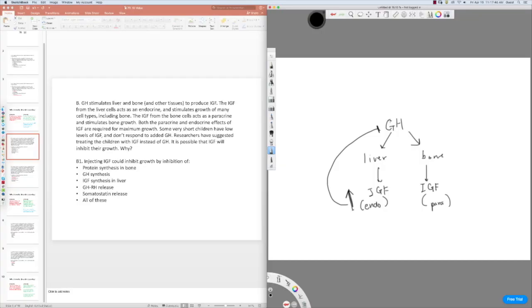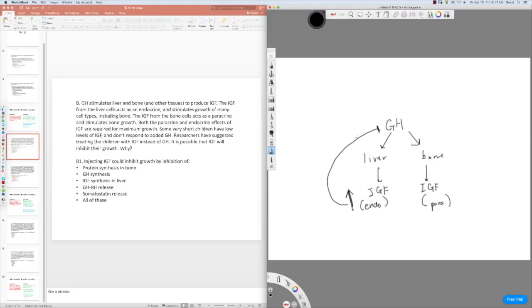Next, IGF synthesis in the liver. Now let's think about this. Sure, it's true that when growth hormone goes down, the liver's production of IGF should also go down. But does that actually affect growth negatively? And the answer is no, because we have this IGF that's already so artificially high from the injection. So even if you have slightly decreased production from the liver, you still have plenty of IGF circulating in the blood. So I wouldn't choose that.